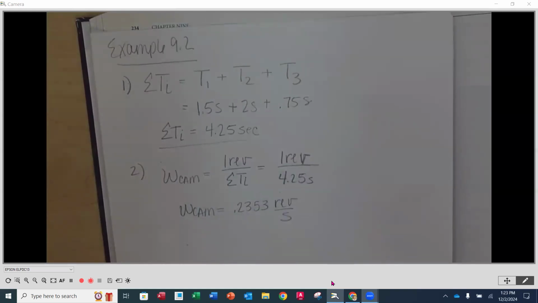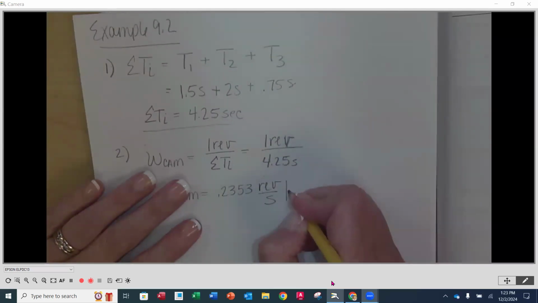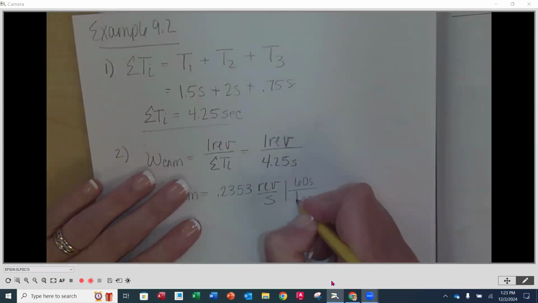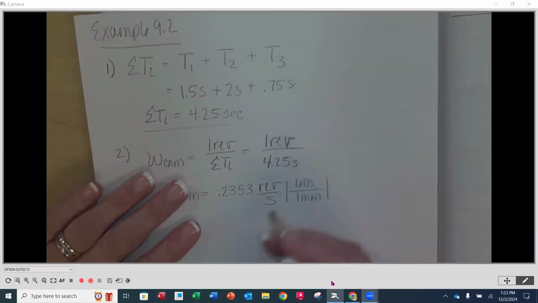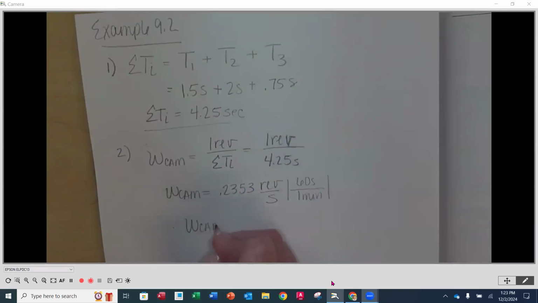Now, if we report this to the world, right? And we want to know how fast does our shaft have to go around, we want to convert that to RPMs. So we're going to say 60 seconds in 1 minute. Okay. So our omega of our cam officially, seconds are going to be canceled out here.